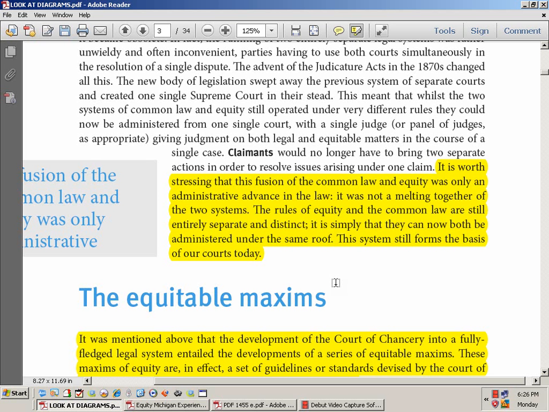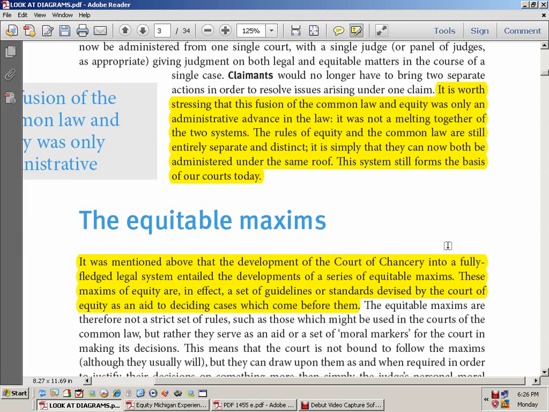It is worth stressing that this fusion of common law and equity was only an administrative advance in the law. It was not a melting together of the two systems. The rules of equity and common law are still entirely separate and distinct. It is simply that they can now both be administered under the same roof. It used to be you walked into two different buildings. Now you walk into one door. People wearing two hats. This system still forms the basis of our courts today.